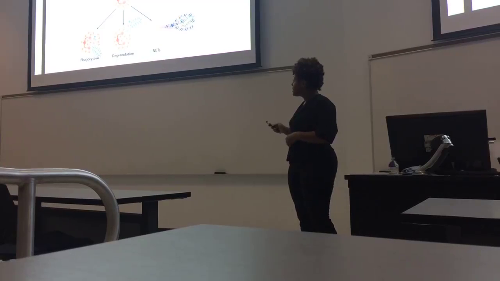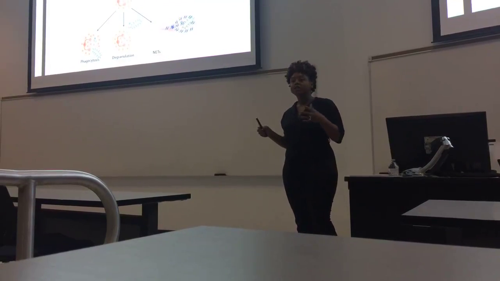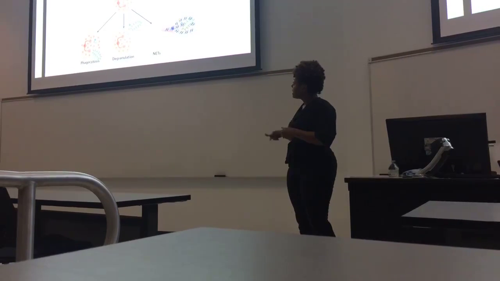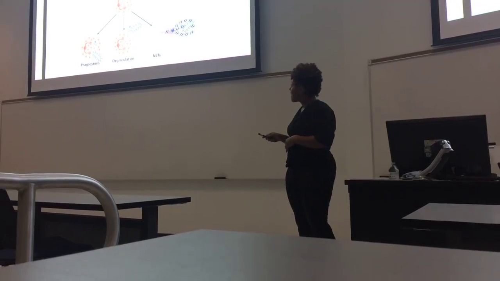They also have been recently shown to produce neutrophil extracellular nets. These are chromatin fiber nets that are coated with these cytotoxic proteins that neutrophils put out to catch or to immobilize extracellular pathogens until they can be phagocytosed.